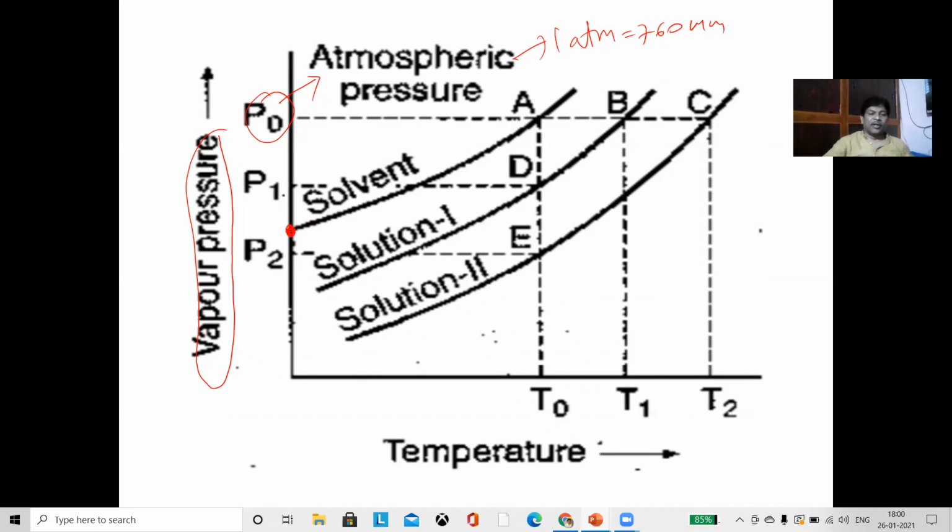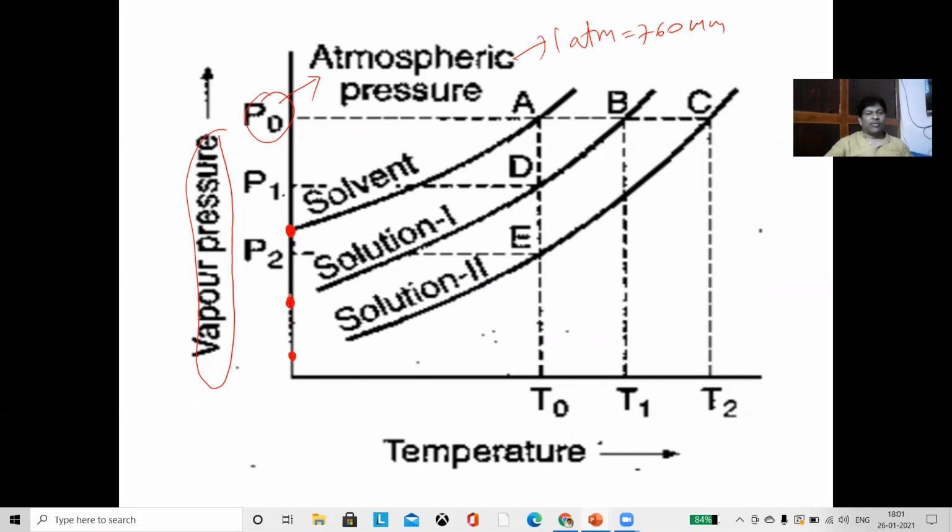Now here, this curve is the vapor pressure of pure solvent, this one is the vapor pressure of solution 1, and this is the vapor pressure of solution 2.